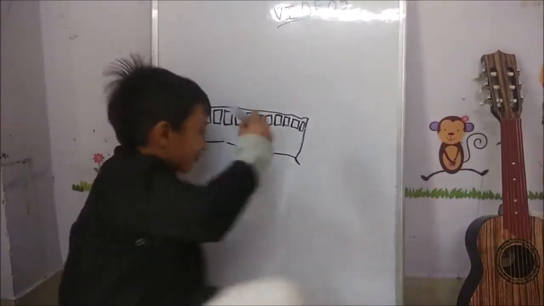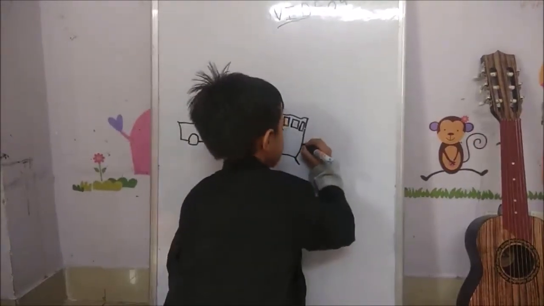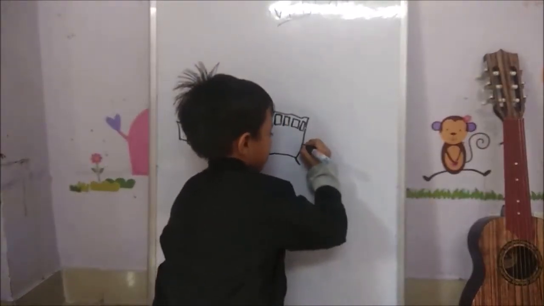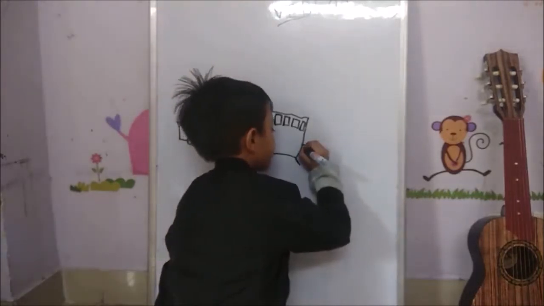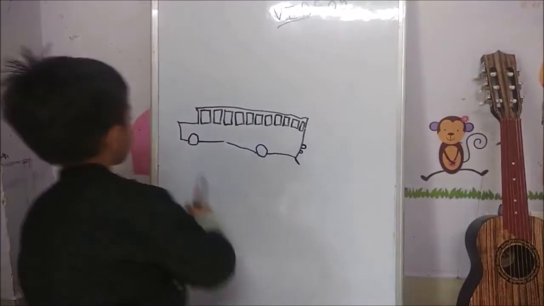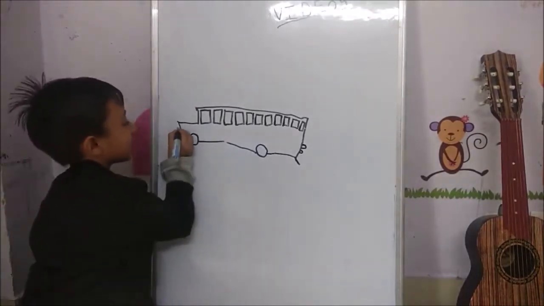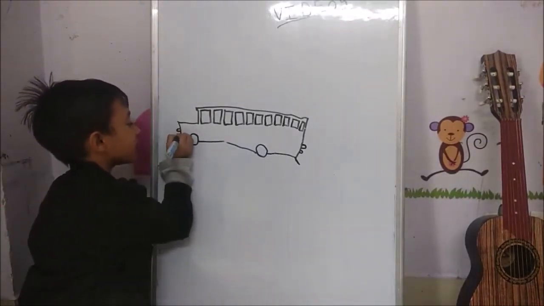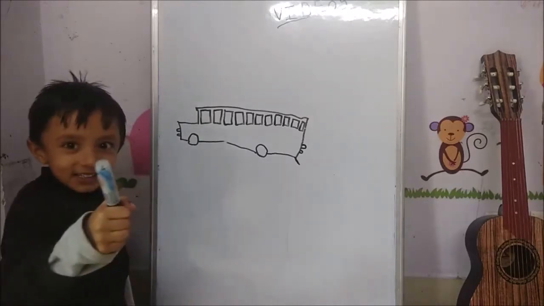Start. Now I draw a traffic light of the bus. A curve and one more curve. Okay? And one traffic light. One more curve and one more curve. Okay?